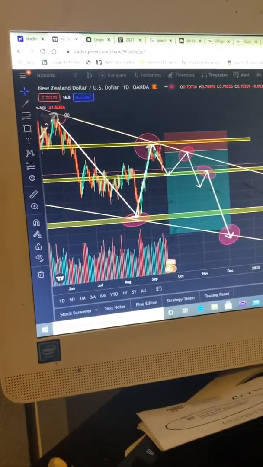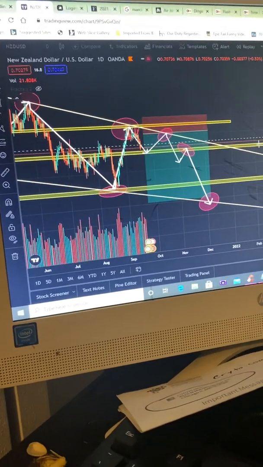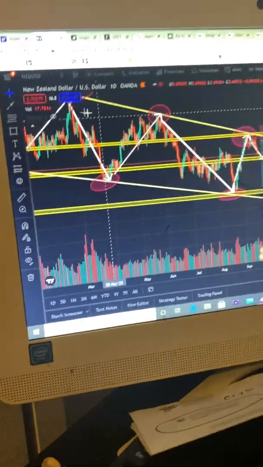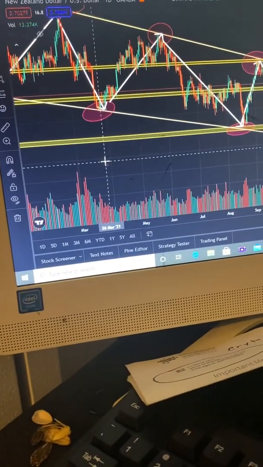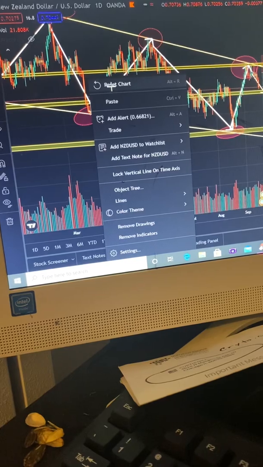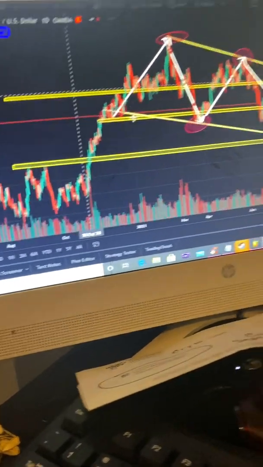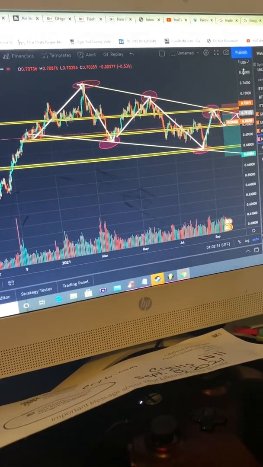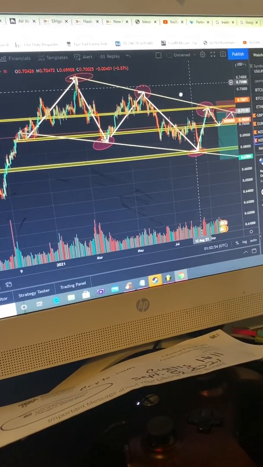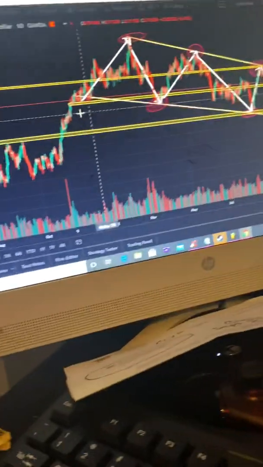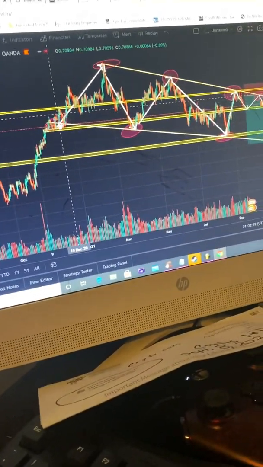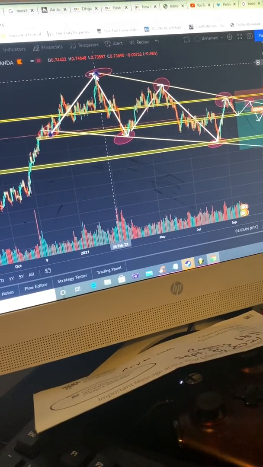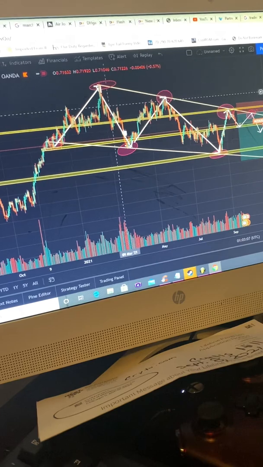let's get it a better picture. So you have, as you can see, it's hard to get this to, so I'm trying to get y'all to see the whole big picture that I saw. Alright, so New Zealand did a rip up. There's the first touch. Right there's the divergence on the daily, which made it drop down here.